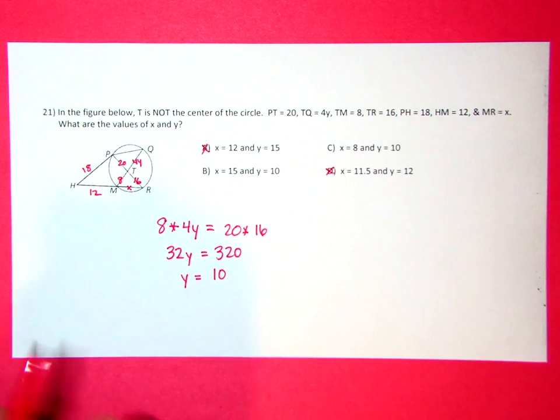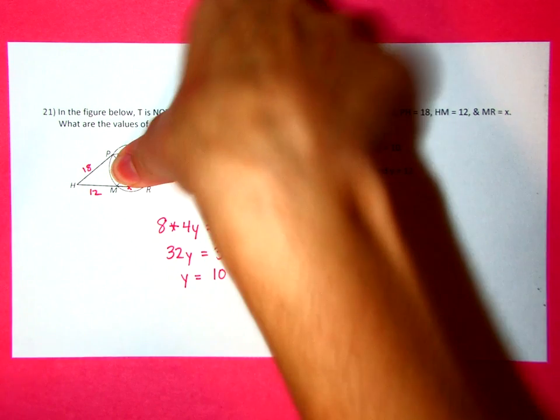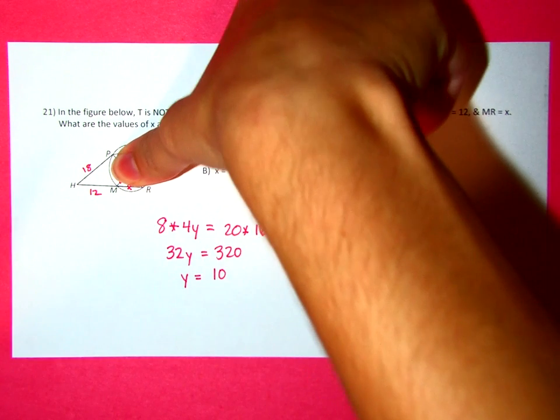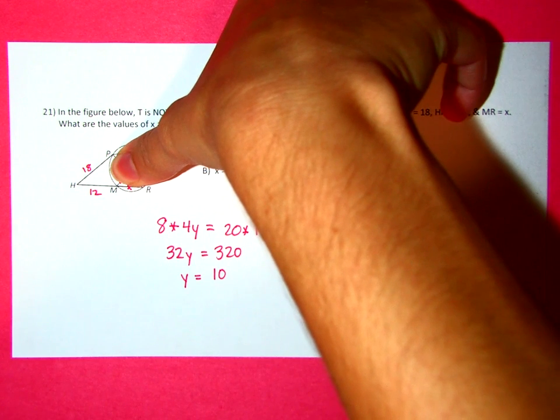Okay, the next thing we're supposed to do is find X. If you're going to find X, basically you're going to ignore everything else. I'm going to try to move my hand here. And we're working with the 18, the 12, and the X.